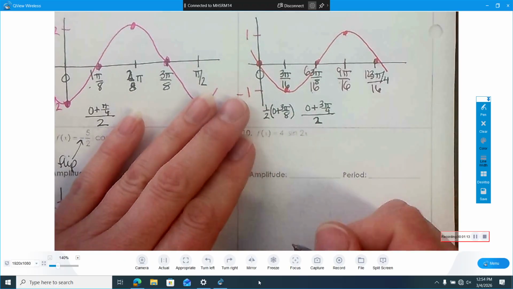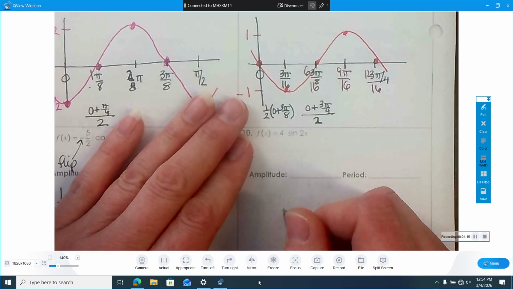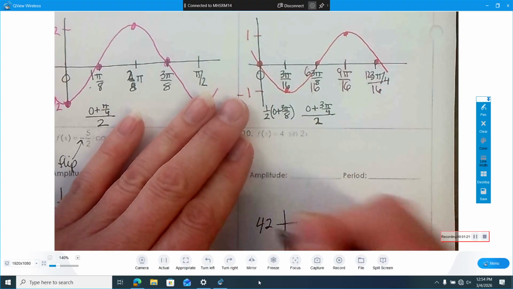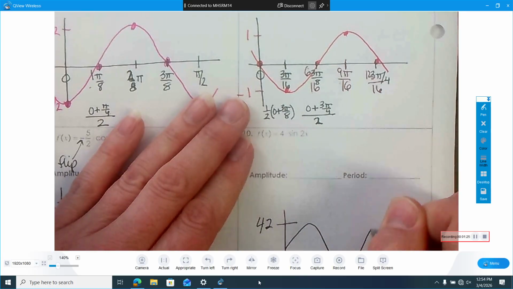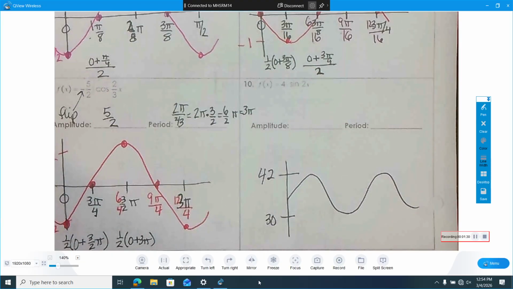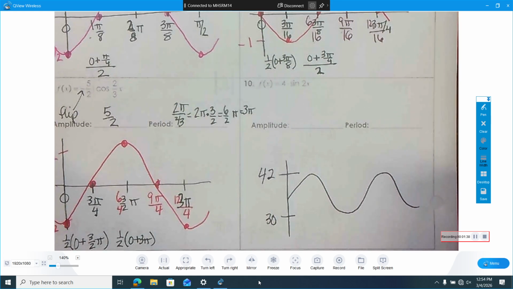But what if you had a graph that was like, 42, and it looks like this, something like this. So this is what you saw. And so let's pretend this is the only thing you saw. What's the amplitude of this function? 42. Okay, 6 is the correct answer.